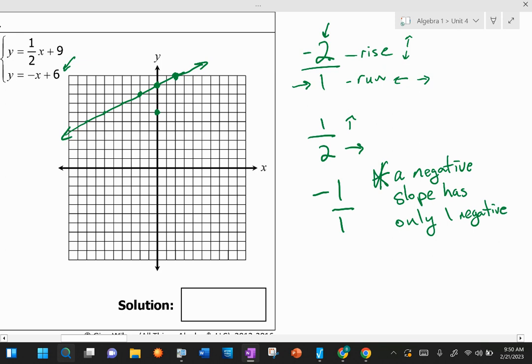Right. Notice I don't have a negative 1 over a negative 1. Why don't I have that? What is a negative divided by a negative? A positive number. So if I have negative 1 over negative 1, that is not a negative slope. That's a positive slope, right? So when I'm counting my slopes from right here, I'm going to go down 1, right 1. That's going to take me in the negative direction. Down 1, right 1. Down 1, right 1.